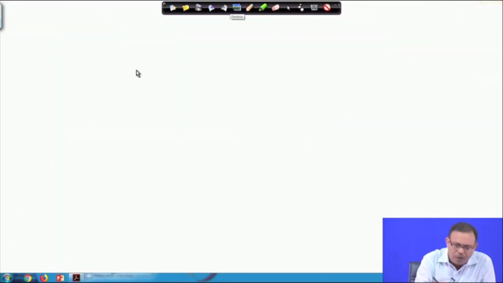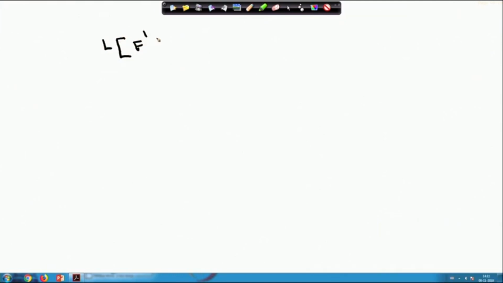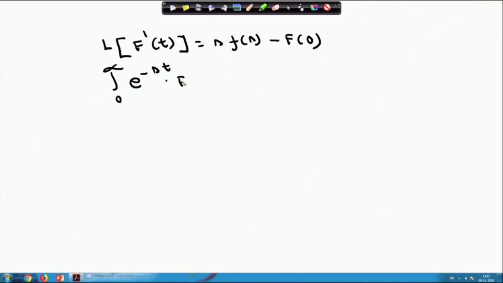Here from the theorem of derivatives, you know this thing, Laplace transform of f'(t) is equal to s F(s) minus f(0). s F(s) minus f(0), we know it well, and this I can write as integral from 0 to infinity of e to the power minus s t into f'(t) dt. This is equal to s F(s) minus f(0). This left hand side I am writing from the definition of Laplace transform.